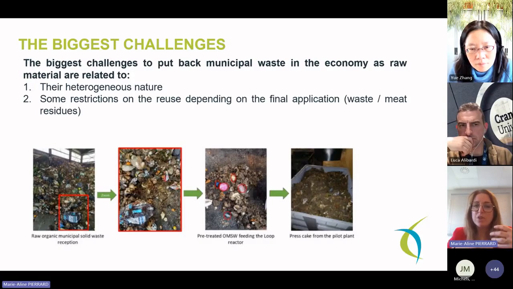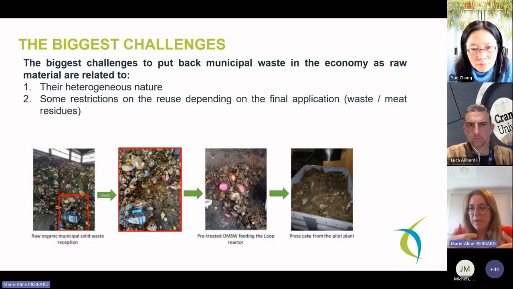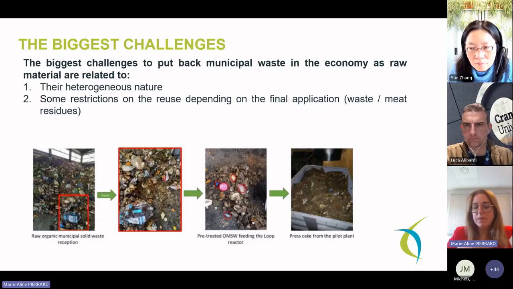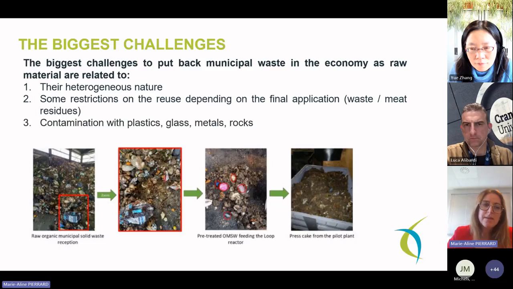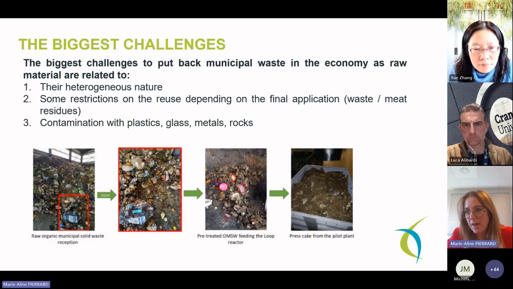Secondly, you have some restriction on the use you can do on the application, because once you use a bin, you have also animal byproducts. So that means you have specific legislation on that, because it's a waste of waste. And it's animal byproducts, so it's even more strict, let's say. And then you have contaminations a lot.